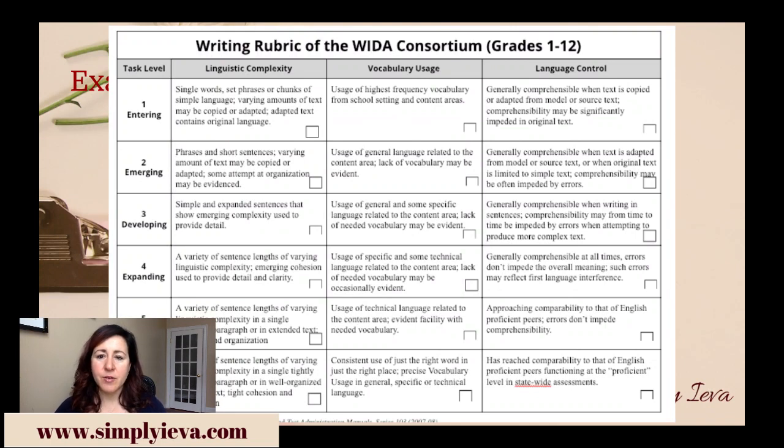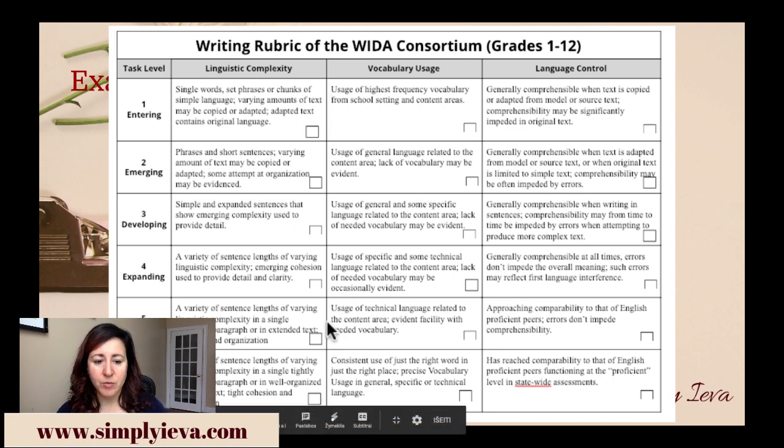So here's another rubric that I found on Teachers Pay Teachers, and this is based on the WIDA consortium. My state uses WIDA for screening English learners and for doing the annual ACCESS for ELLs, and they also have can-do descriptors, which allow us to see where the students are at and what we can expect from them in any language proficiency level. So like entering, emerging, developing, expanding, and all the way through reaching. And it shows what the linguistic complexity is.